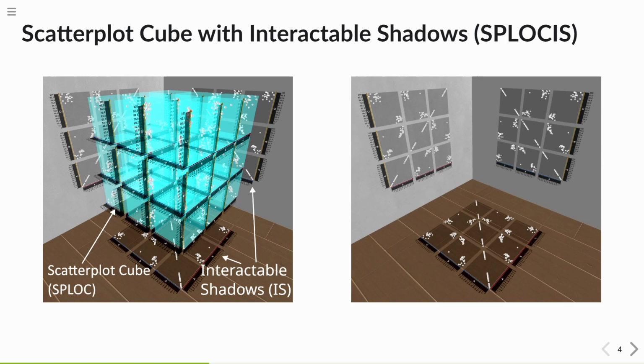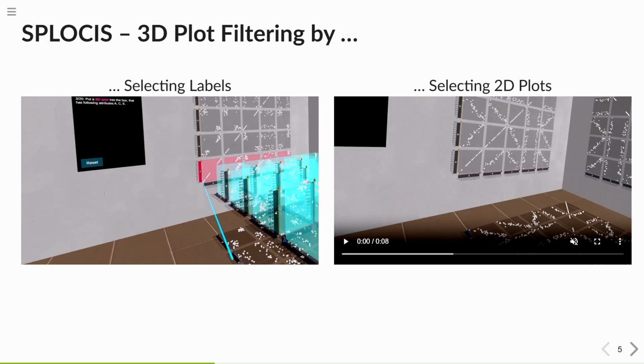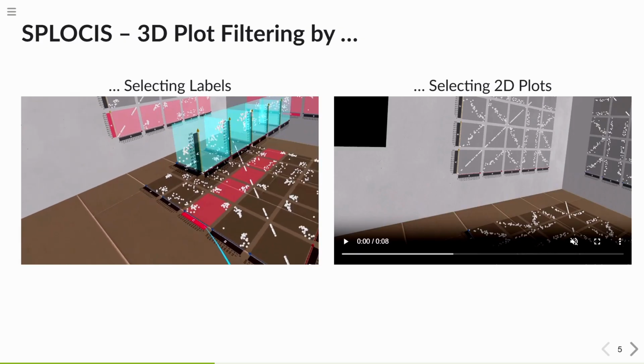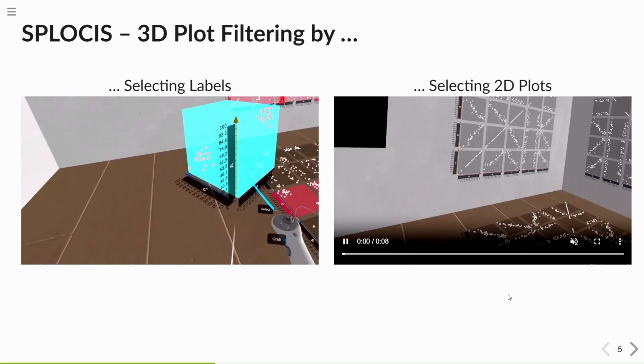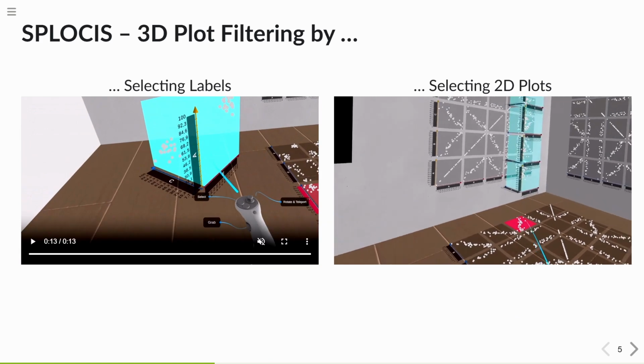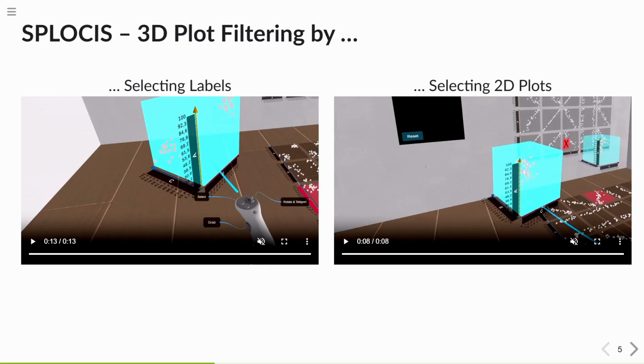To prevent visual clutter, all 3D plots are invisible per default. They can be turned visible by specifying certain sets of attributes per axis, which makes only those 3D plots visible that have those attributes on their respective axes. The specifications can be set by either selecting the labels located at the borders of the SPLOMs, and this way specifying one attribute per axis, or by selecting individual 2D plots in the SPLOMs directly, and this way specifying 2 attributes at once.